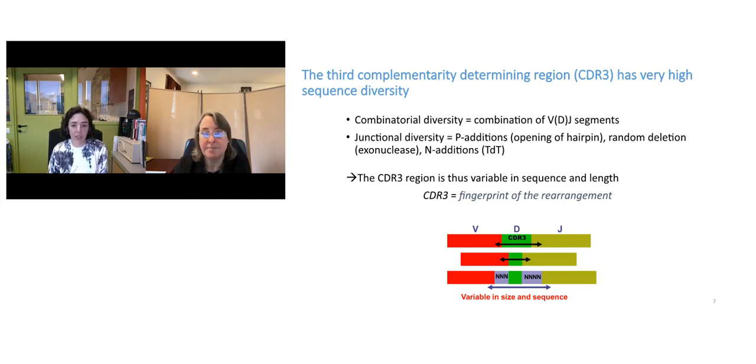So to finish on this part, altogether, this CDR3 region has a very high diversity. Its diversity is based on the combination of the genes, because they contribute to the CDR3 region, but also on the junctional diversity that is generated by the addition in a random manner, or the deletion, of nucleotides by different enzymes. And this CDR3, as I said, corresponds to the fingerprint of the rearrangement for each TCR and BCR.